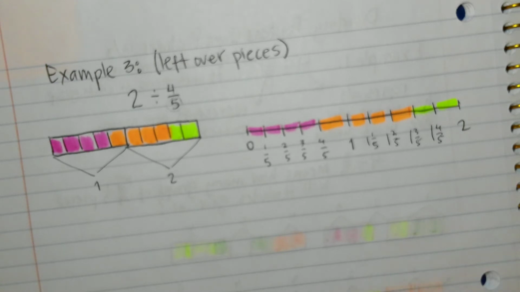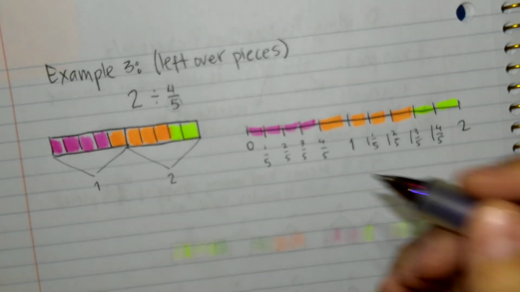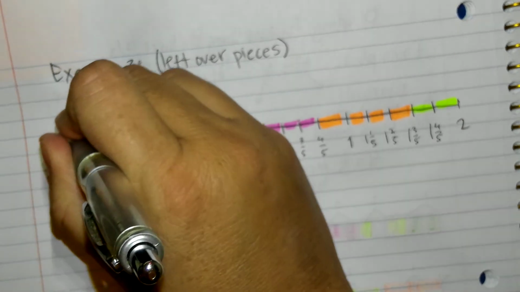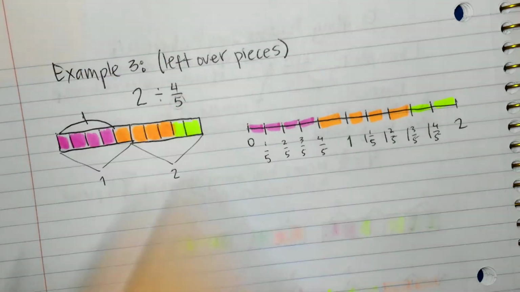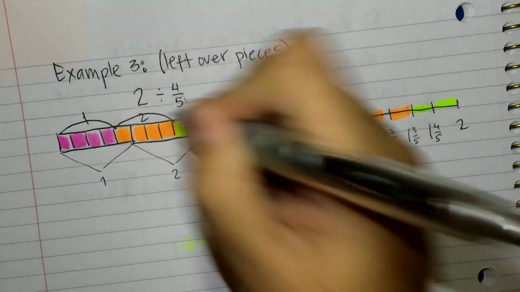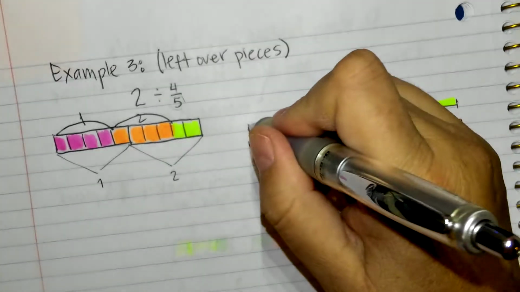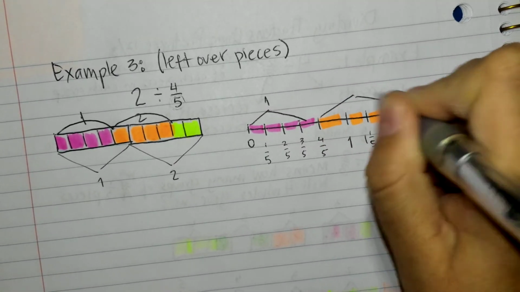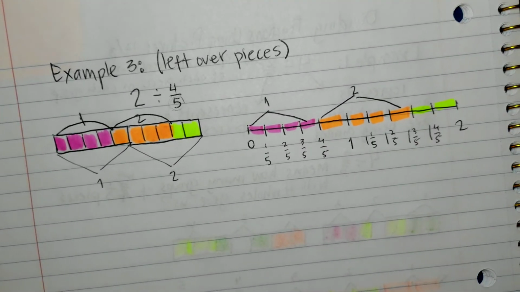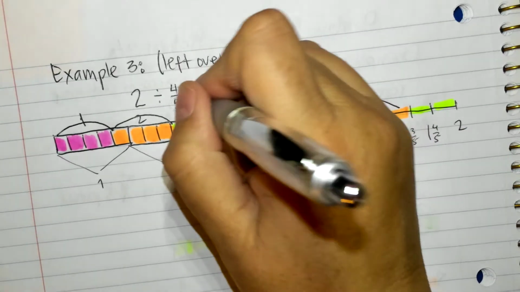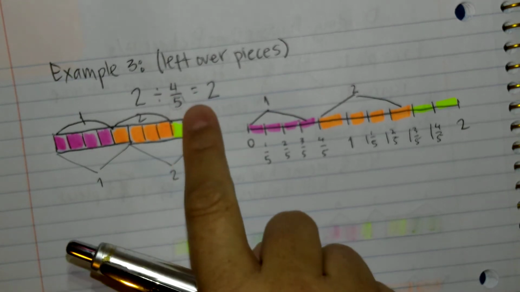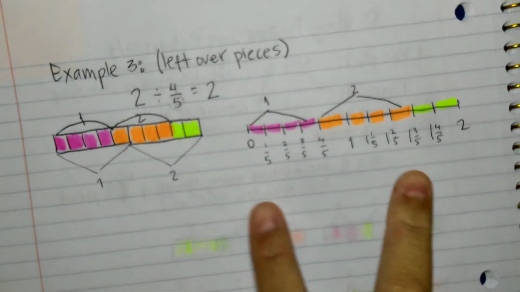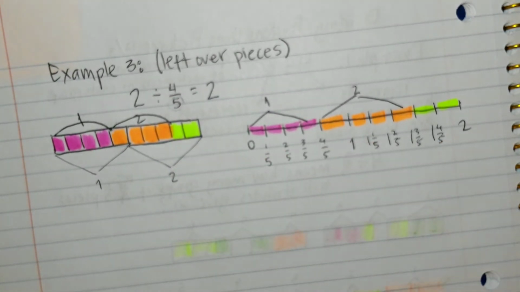Okay. So, I made 1 group, 2 groups, and I'm going to show it here as well. 1 group, 2 groups. So we have our holes. So I'm going to write 2 divided by 4/5 is 2. But now what do I do with those leftover pieces?